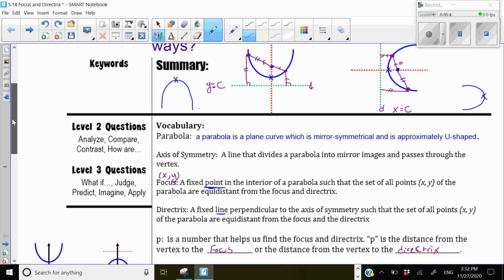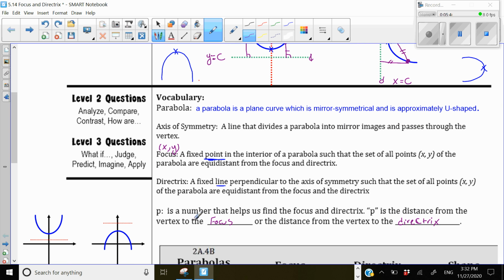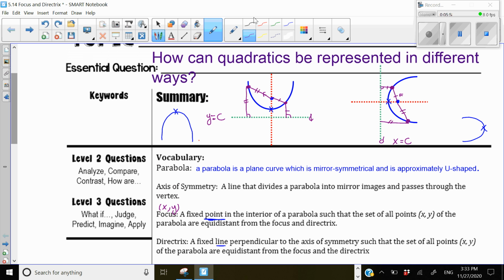Okay, now what is p? P is a number that helps us find the focus and directrix. P is the distance from vertex to focus, or the distance from vertex to directrix. Let's show that here. The distance between focus to vertex, that's called P, or the distance between vertex and the directrix. That's also the same thing, it's called P.